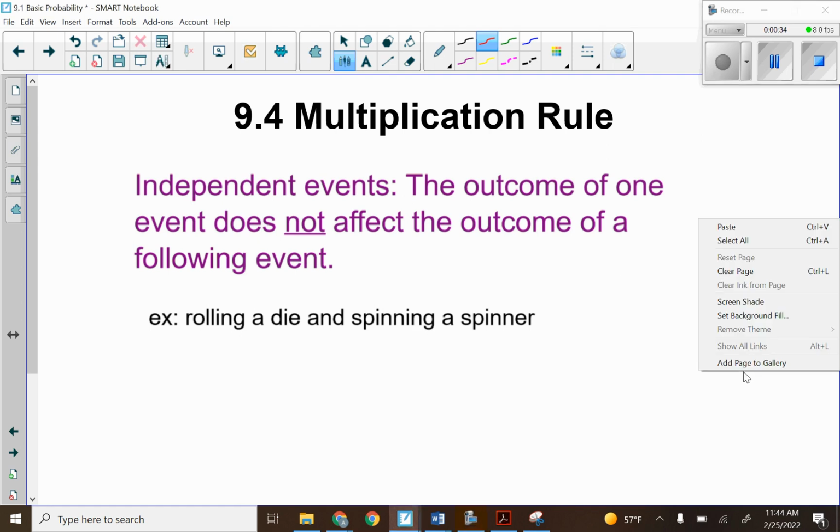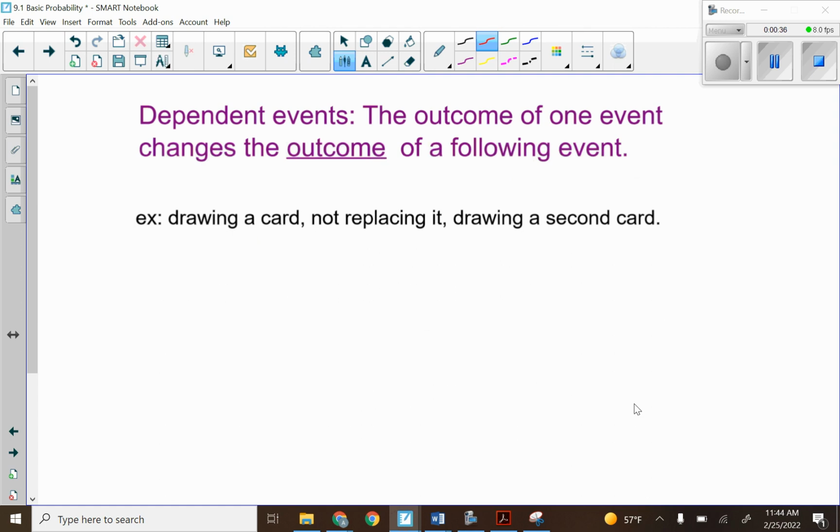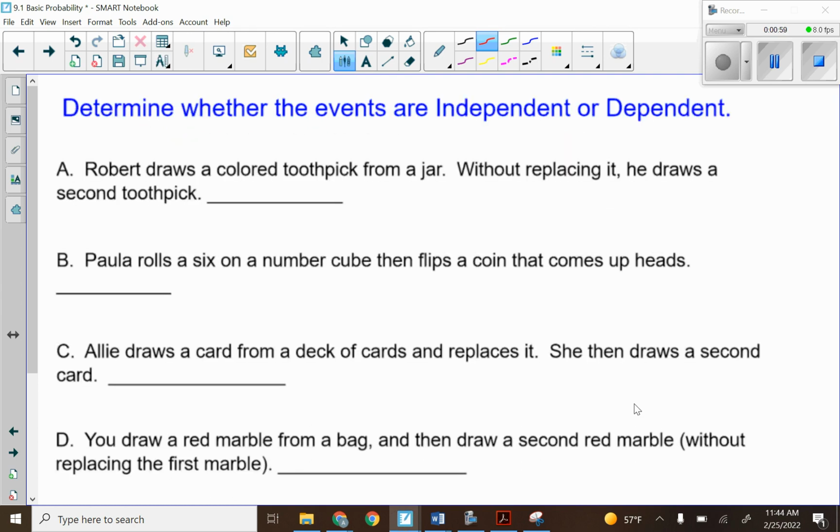A dependent event is the opposite. The outcome of one event changes the outcome of a following event. So if I have a deck of cards and I draw a card and keep it, and then I draw another card, well, what I drew the first time affects what I draw the second time. So one event depends on the other. So let's determine whether or not these events are independent or dependent.